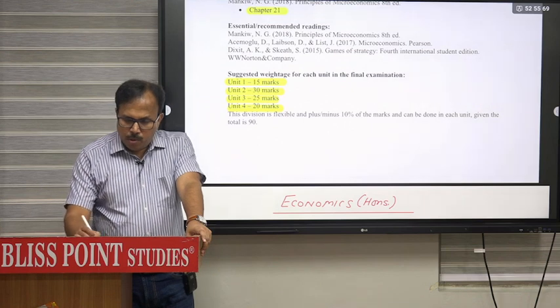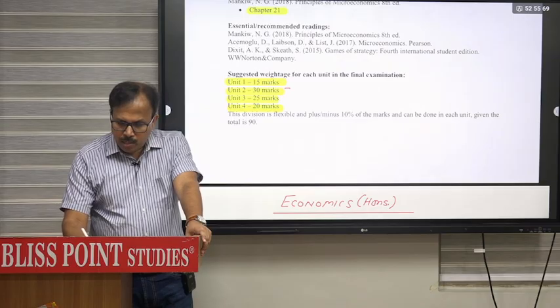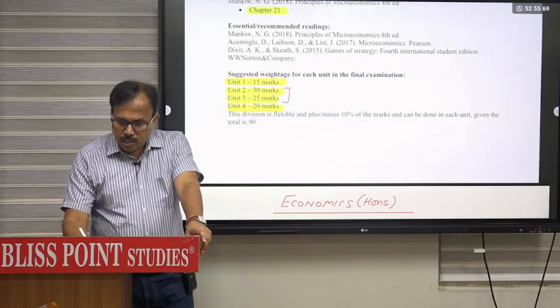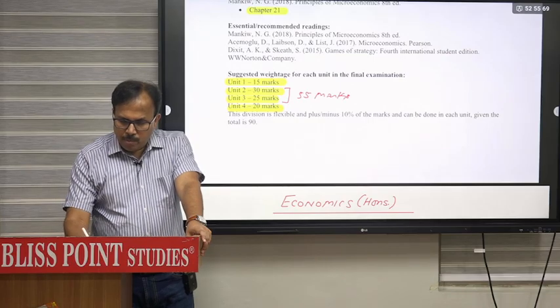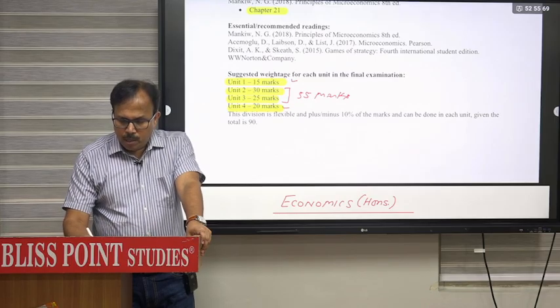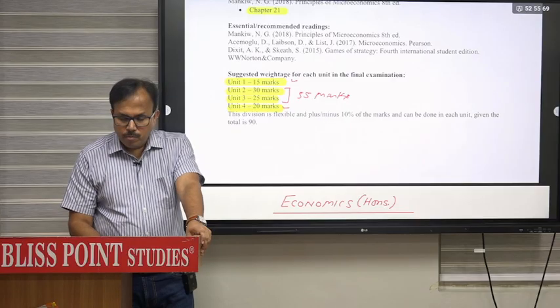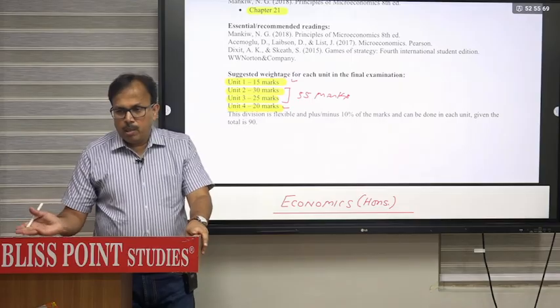So if you club unit number 2 and 3, if you combine them, this is 55 marks, and 15 marks is unit number 1 and 20 is unit number 4. So that makes 90. So initial focus will be on unit number 2 and 3, and the paper pattern is that there will be 7 questions in total.